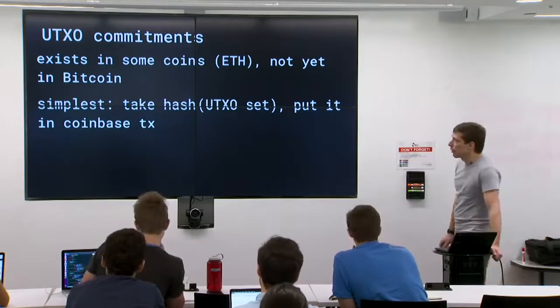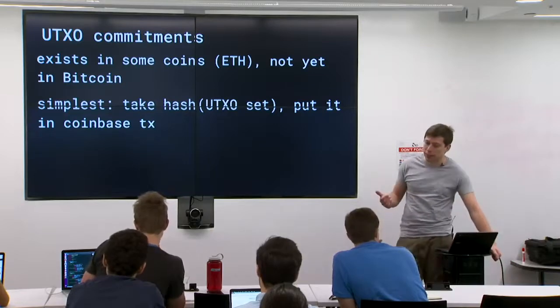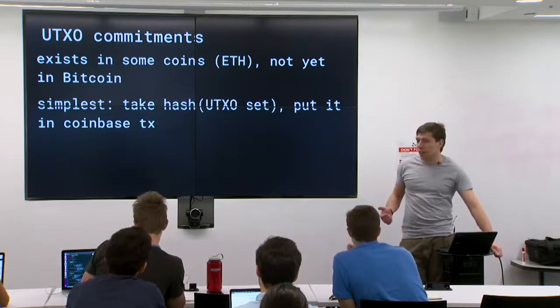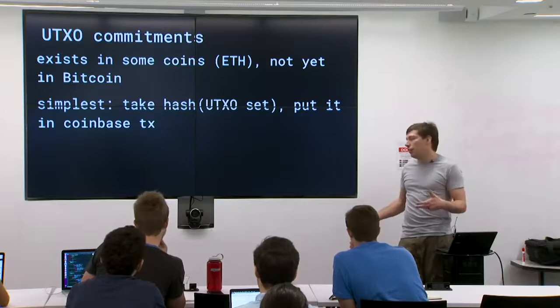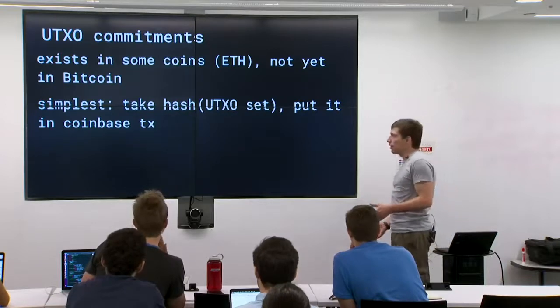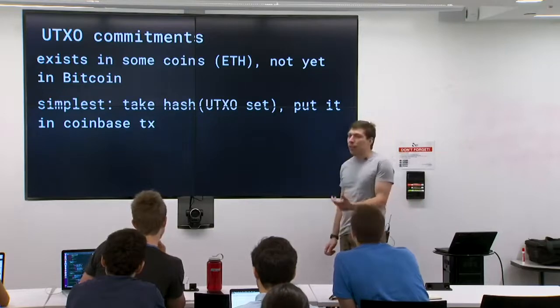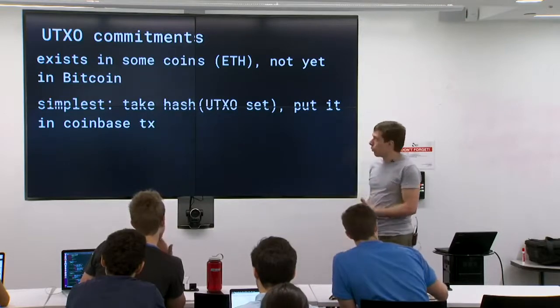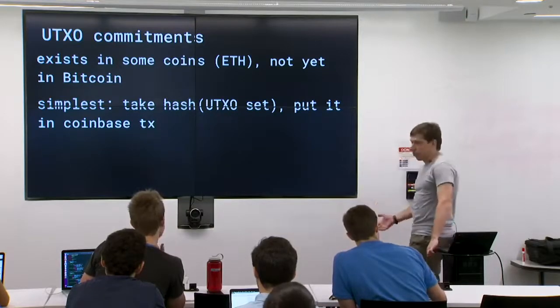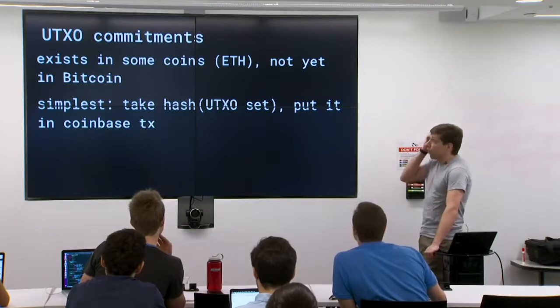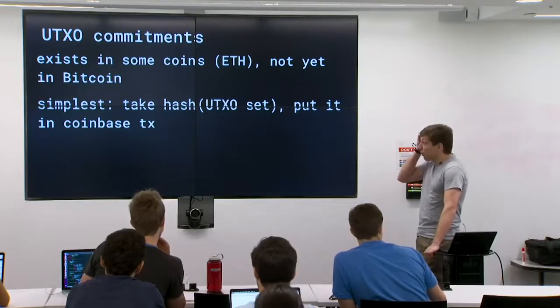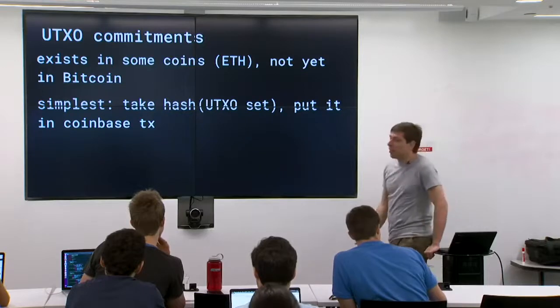And this exists in some coins, like Ethereum. Joe Bonneau was saying that you basically have a tree of all the different contracts and all the different addresses in Ethereum, and the root of that tree appears in every block header. So you can make proofs that coins exist based on a block header. So it exists in Ethereum. It doesn't exist in Bitcoin, but people have been talking about it for years.